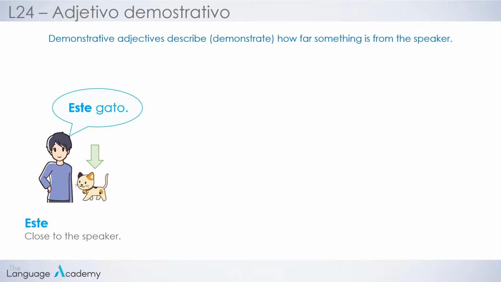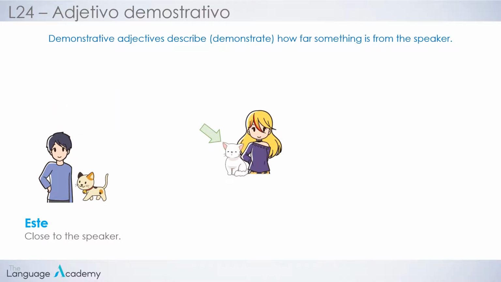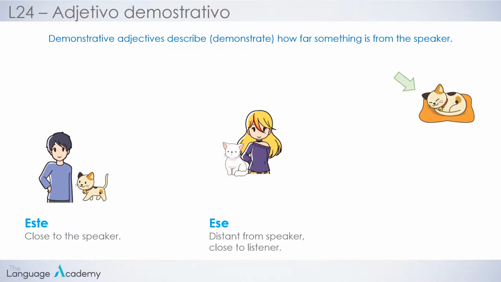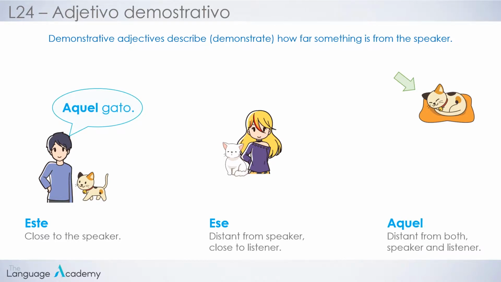Now, if he wants to talk about an object far from him, but close to the listener in the conversation, he will say, ese gato. Ese is used to talk about objects distant from the speaker, but close to the listener. And if he wants to talk about something far from both speaker and listener, he will say, aquel gato. So we have three distances, este, ese, aquel. In English, this can be translated as this, that, and that one over there.